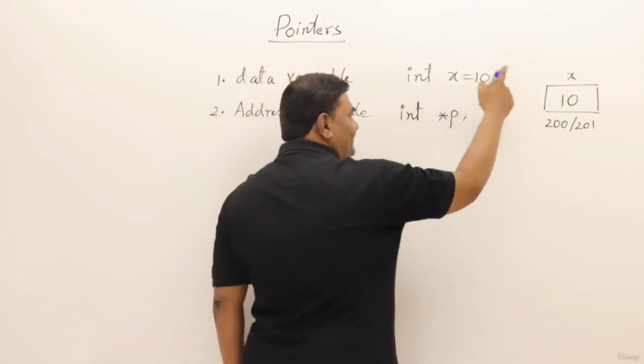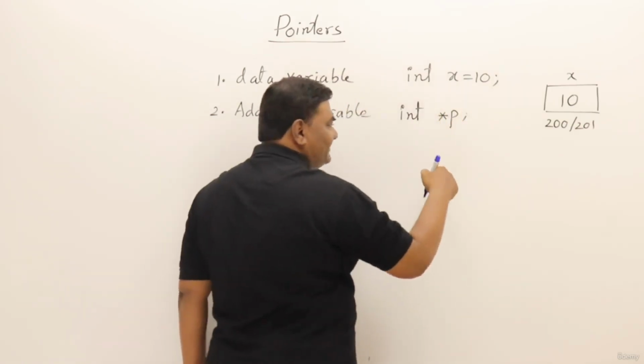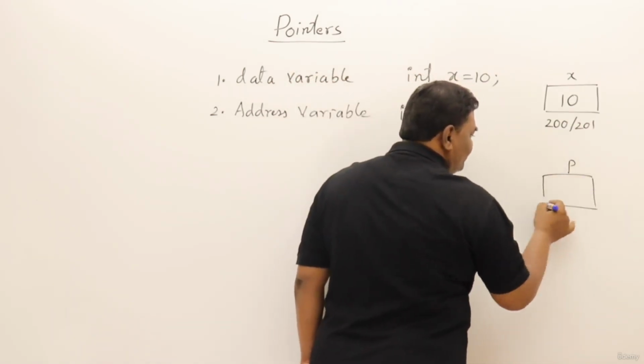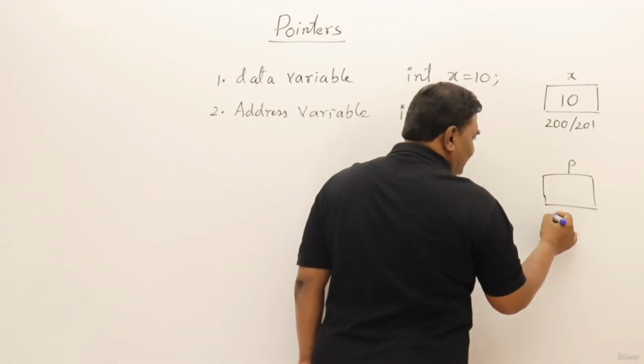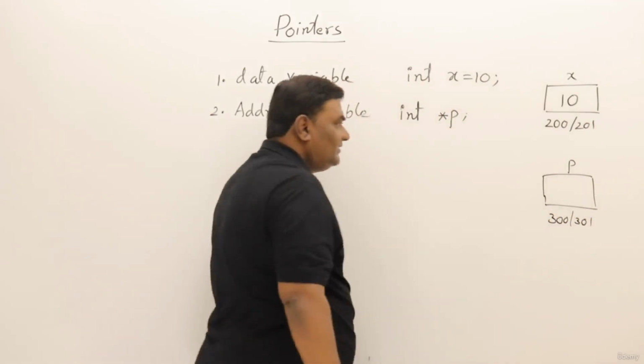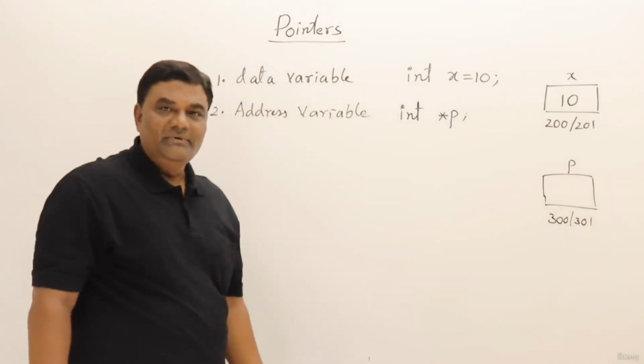As x is a variable which occupies 2 bytes, a pointer is also a variable, so it will also occupy some bytes. We assume that this also occupies 2 bytes. Let us say the addresses are 300 and 301. So this is also taking 2 bytes of memory.